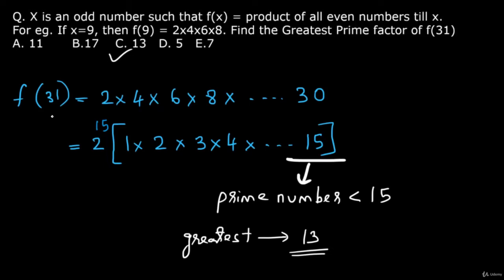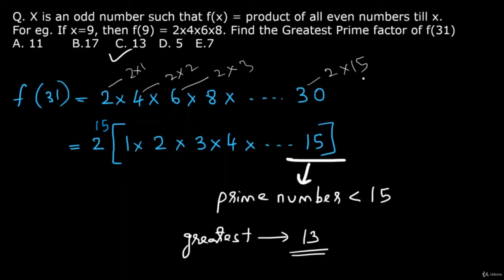Now why is that so? F of 31 is 2 into 4 into 6 up to 30, right? Now over here you have 15 terms, right? This is 2 into 1, and this over here is 2 into 15, right? So you can just count using these terms. So this is 2 into 2, this is 2 into 3, etc., right? So 1, 2, 3 up to 15. So we have 15 terms, and in each of these terms 2 is a factor. Let's take that out. So you get 2 raised to 15 into 1 into 2 into 3 up to 15, right?